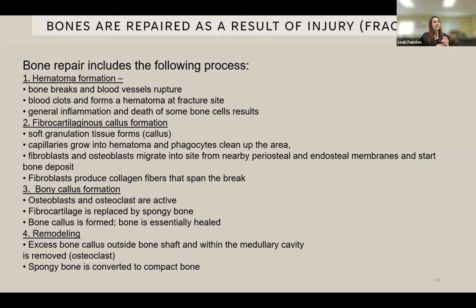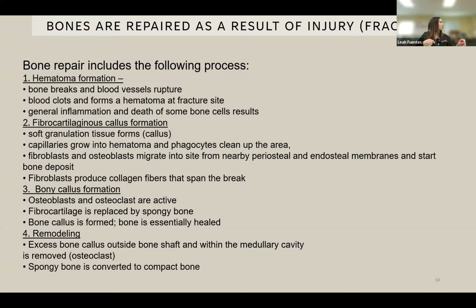Bone repair includes hematoma formation. So a bone breaks and the blood vessels rupture. A blood clot forms a hematoma at the fracture site. And then we have, depending on the severity, general inflammation and death of some bone cells.